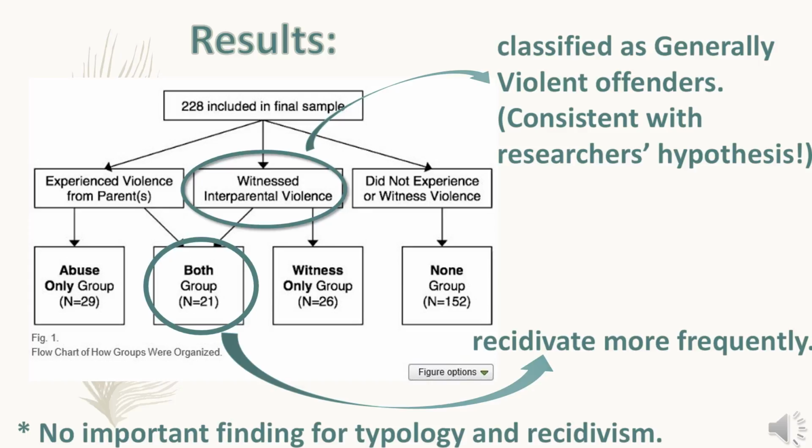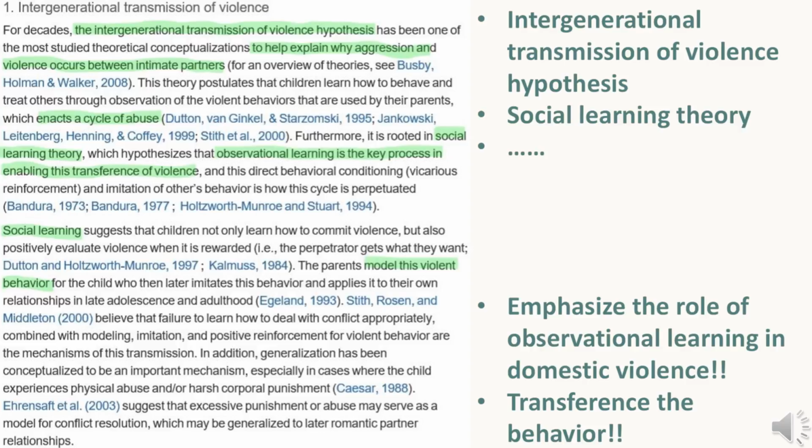Here are some results from this research. Men who witnessed interparental violence were more likely to be classified as general violent offenders. These results confirm its research hypothesis. Men from both groups were more likely to recidivate more frequently. However, there were no important findings regarding typology and recidivism. In this article, the authors draw on theories such as the intergenerational transmission of violence hypothesis and social learning theory, to emphasize the role of observational learning in domestic violence.